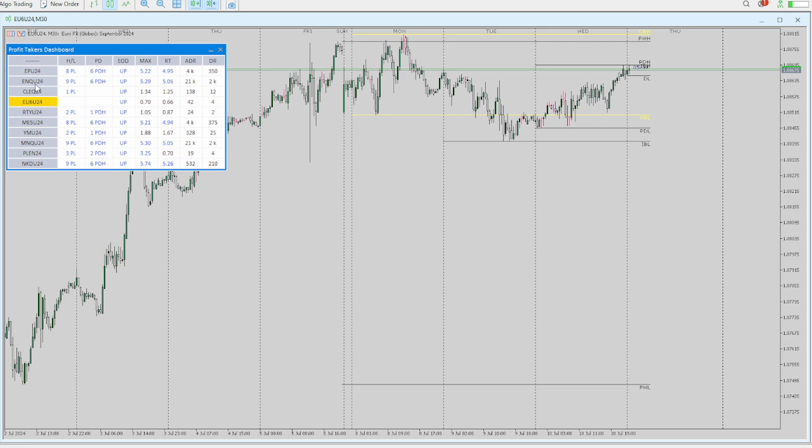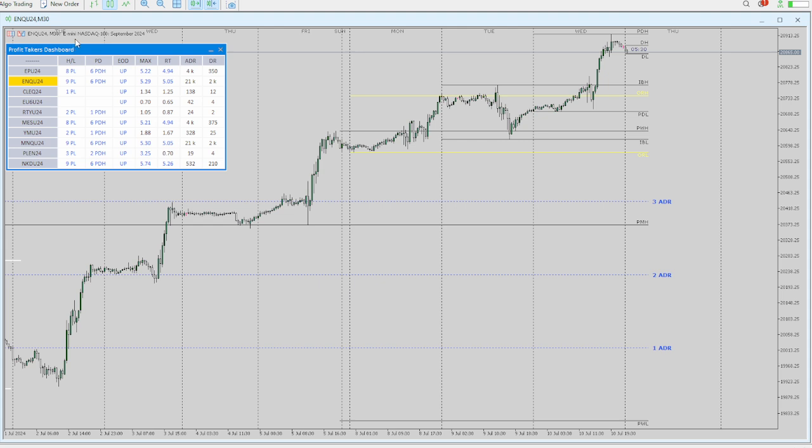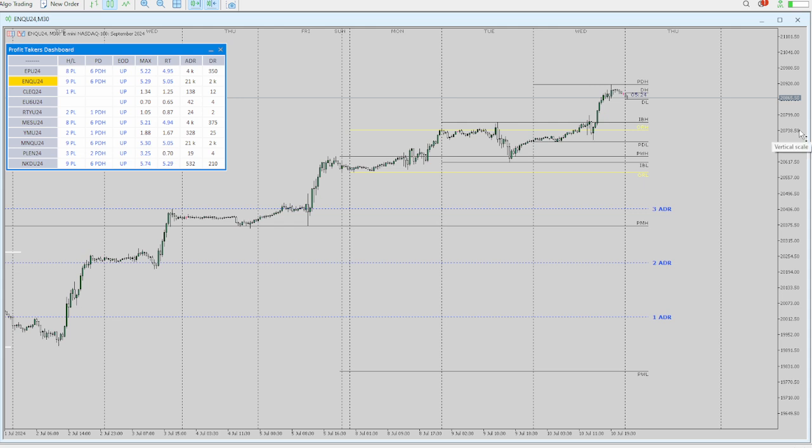The other one, the NQU, which is the E-mini NASDAQ. Okay, all right, E-mini NASDAQ. So yeah, you can trade those on here. Okay, so that's the major difference. The second major difference is in Forex, you can hedge. In futures, you cannot hedge.